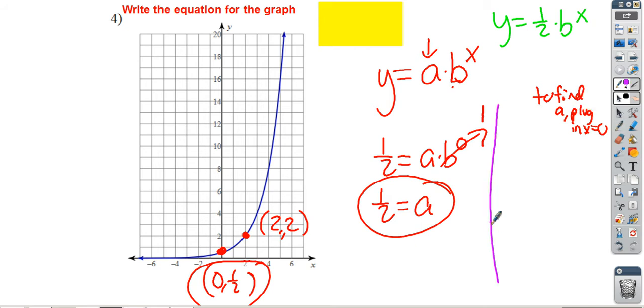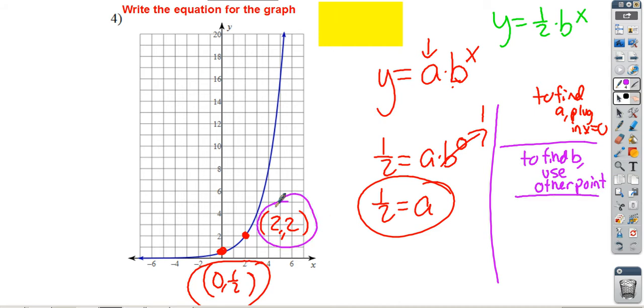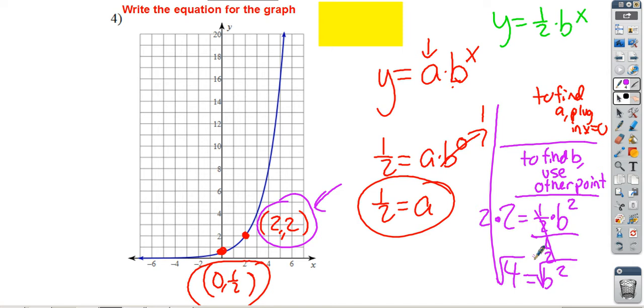Okay, so to find b, we will plug in our other point on that graph. So we really only need 2 points to do this. And we have another point, we have 2, 2 right here, so we'll plug in y equals 2. We now know that a is 1/2, we don't know b yet, and we know x is 2, because we're taking this point right here. So let's divide this by 1/2, and dividing by 1/2 is like multiplying by 2. So we get 4 is equal to b squared. If we square root both sides, we would get b is equal to 2, not negative 2, the negative would come out front. So b equals 2.